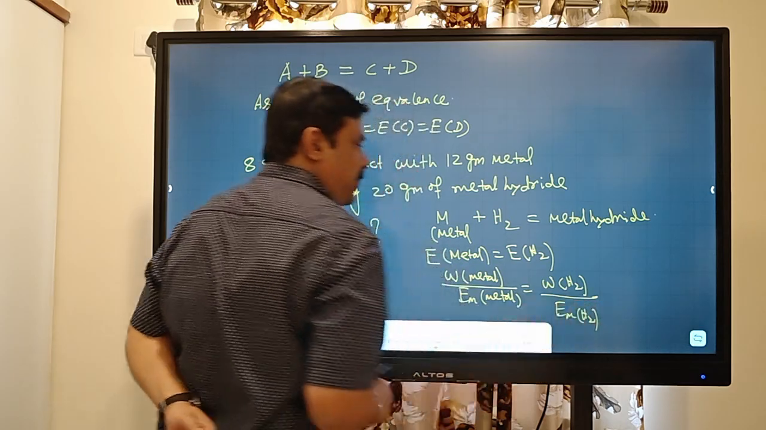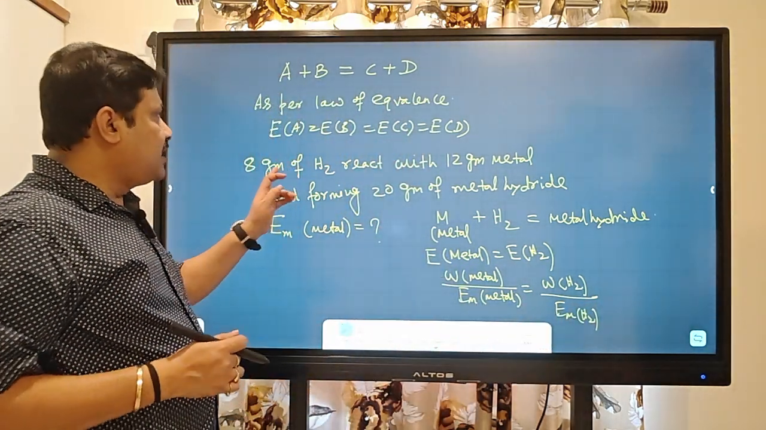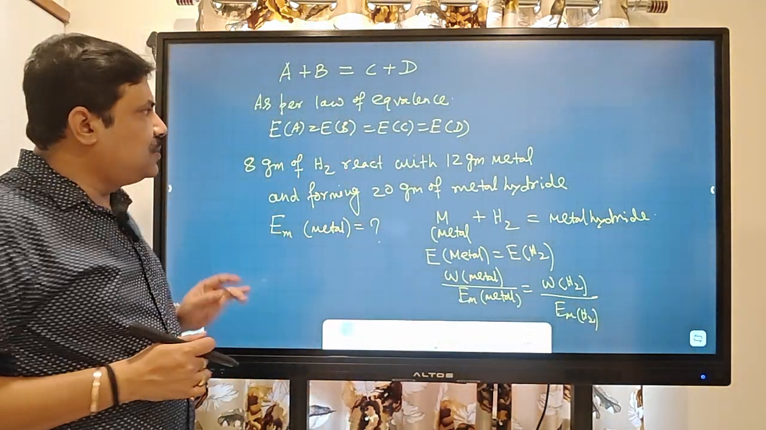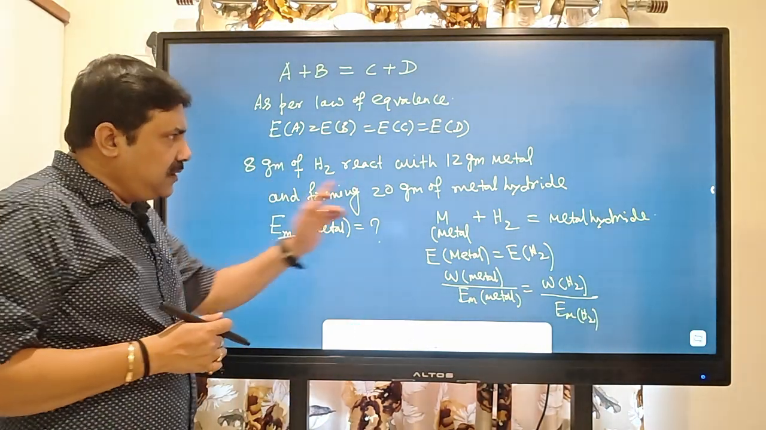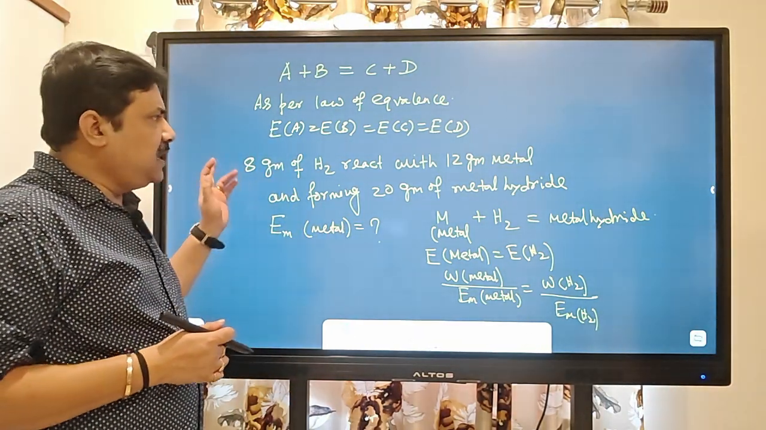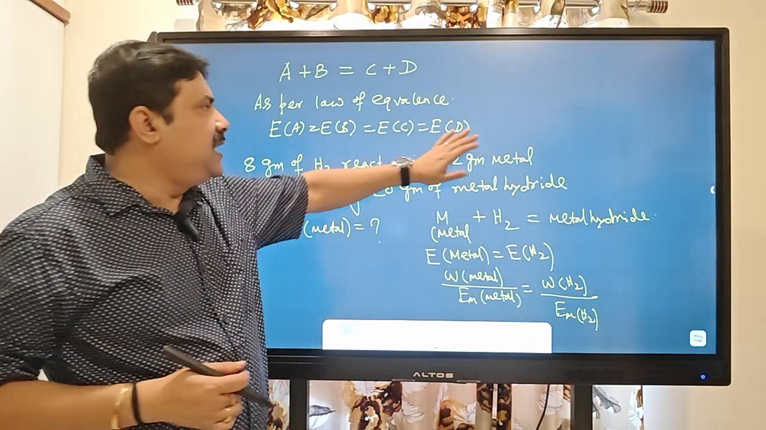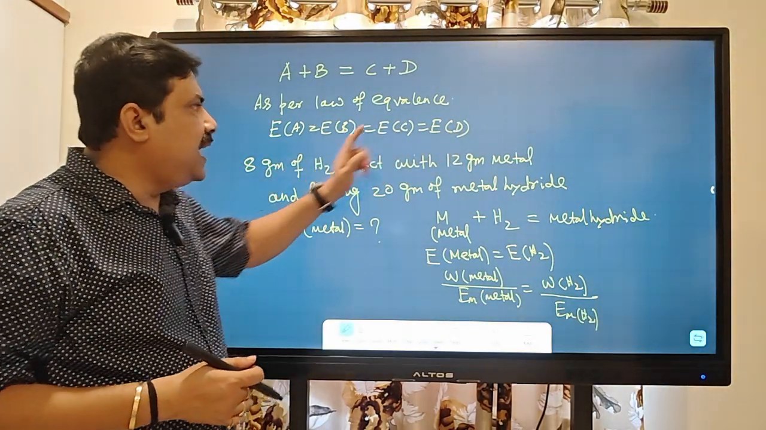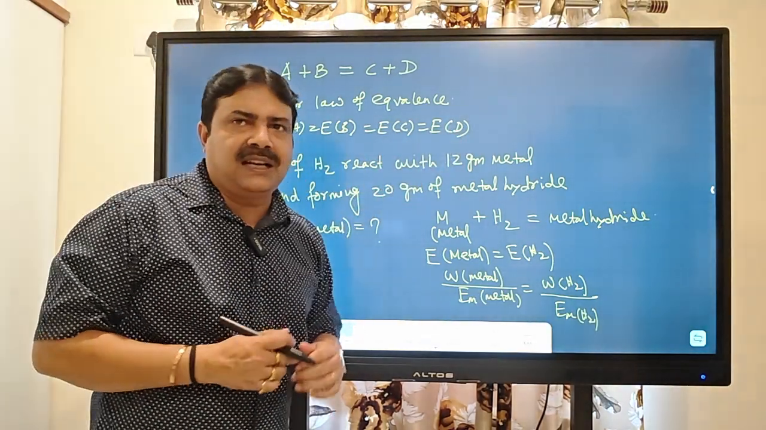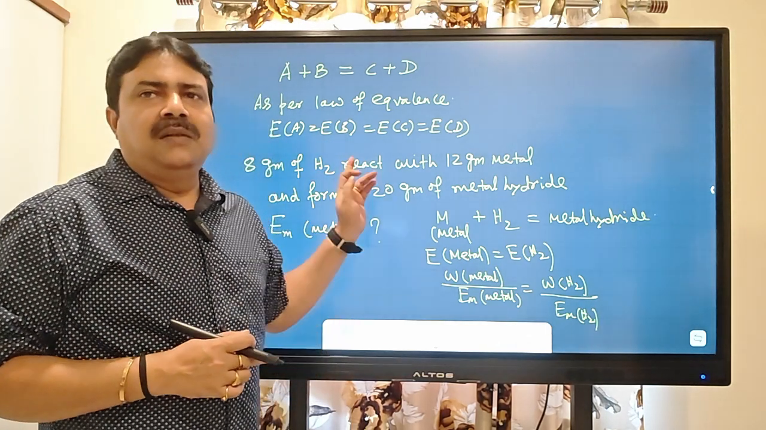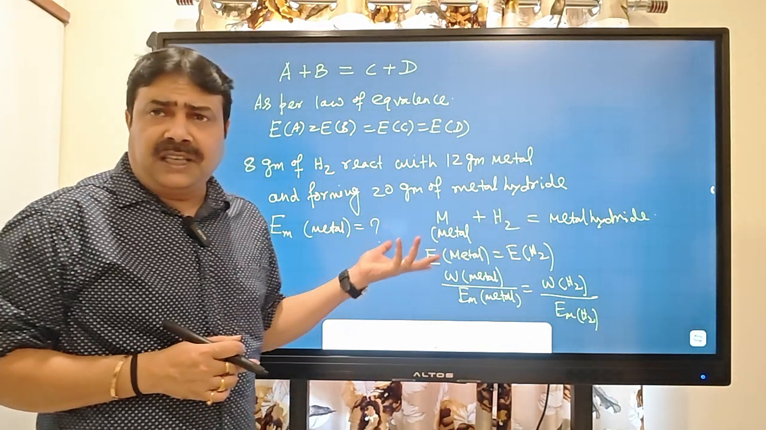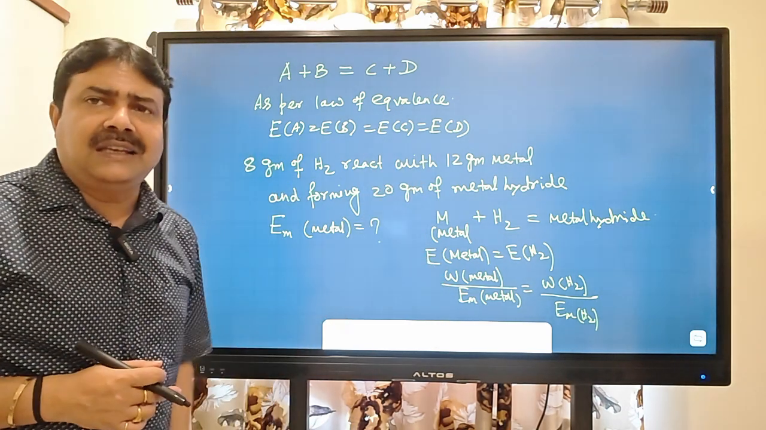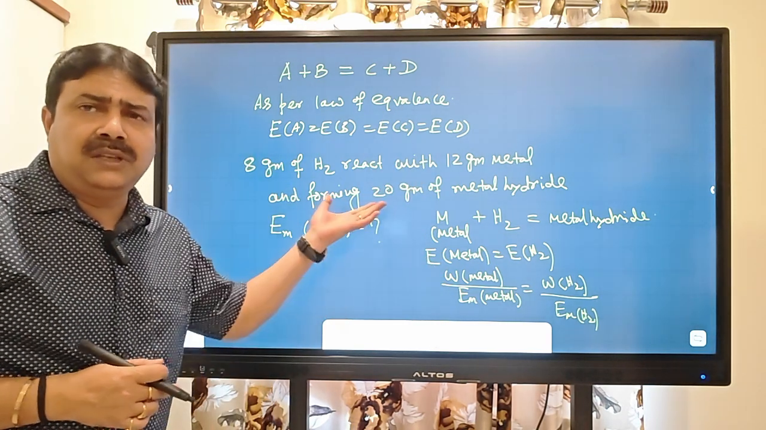Now look at the data. They are telling 8 gram of hydrogen reacts with 12 gram of metal, forming 20 gram. Everything is provided. Suppose they did not provide the 12, and only said 8 gram of hydrogen reacts with a metal forming 20 gram of metal hydride. Then what is the metal weight? Metal hydride weight minus hydrogen weight is the metal weight. That way also I can get it. But here they clearly give it, so we know that value directly.